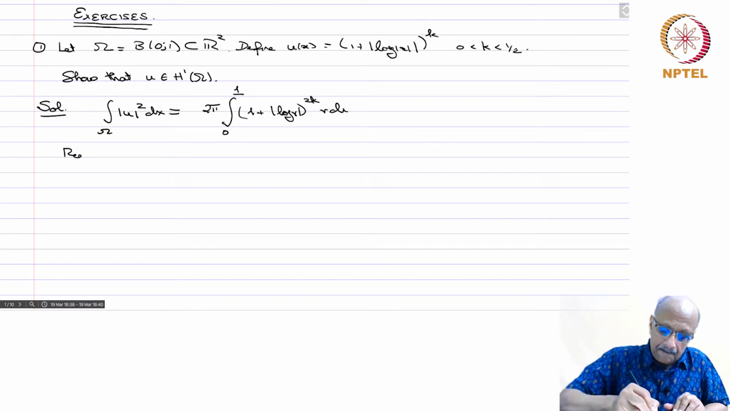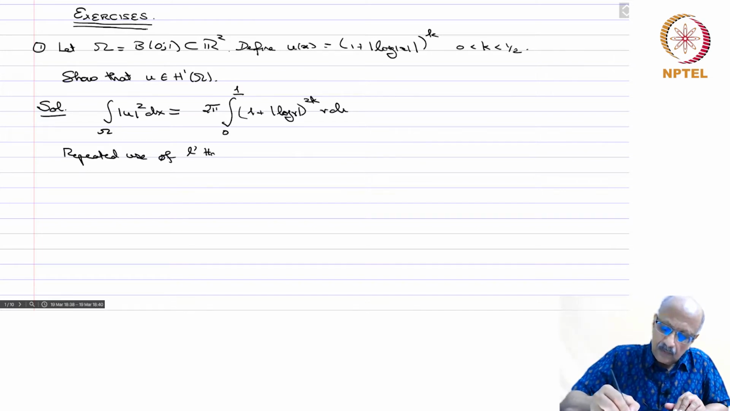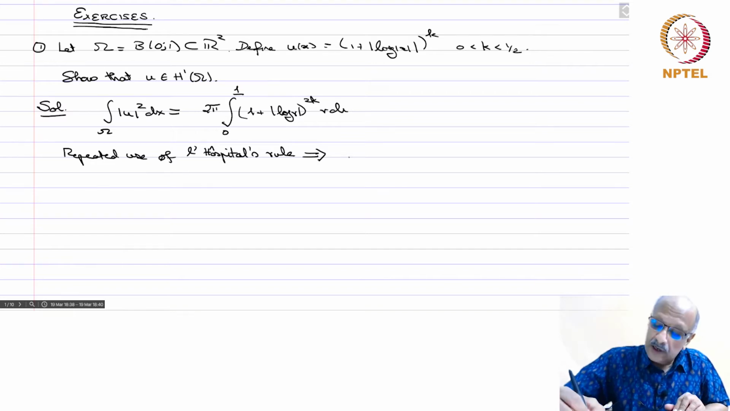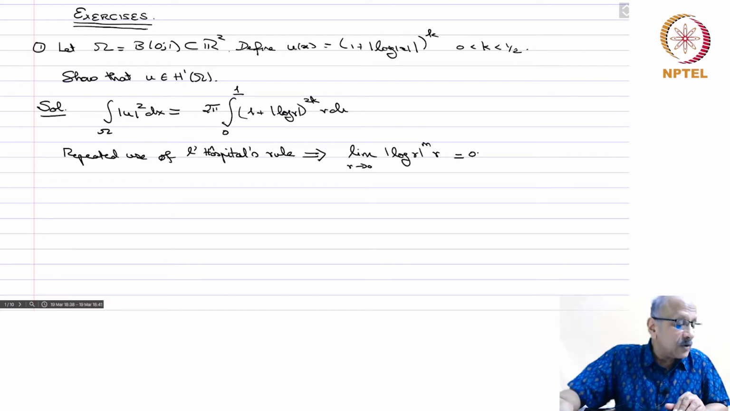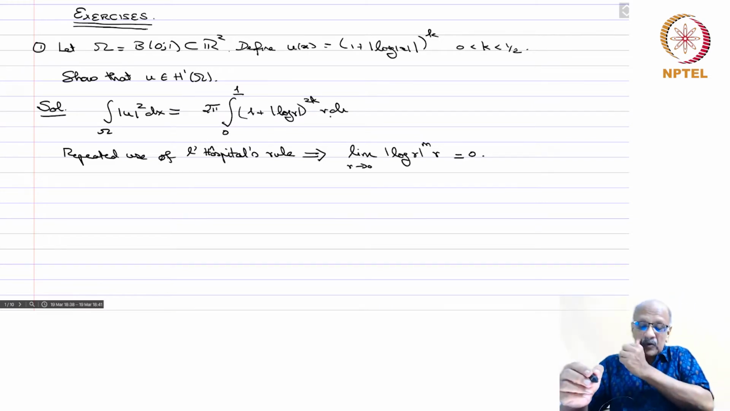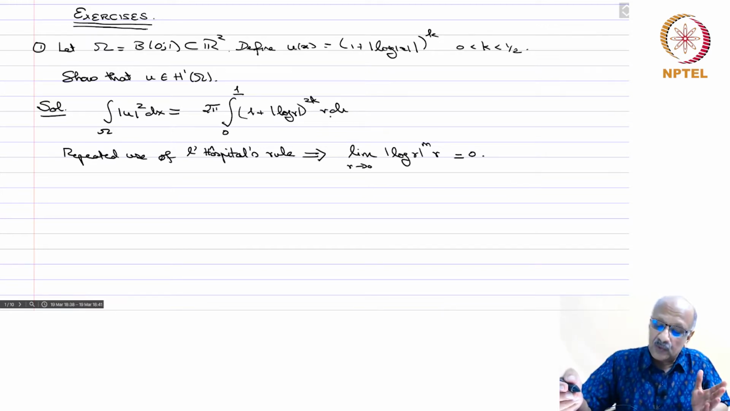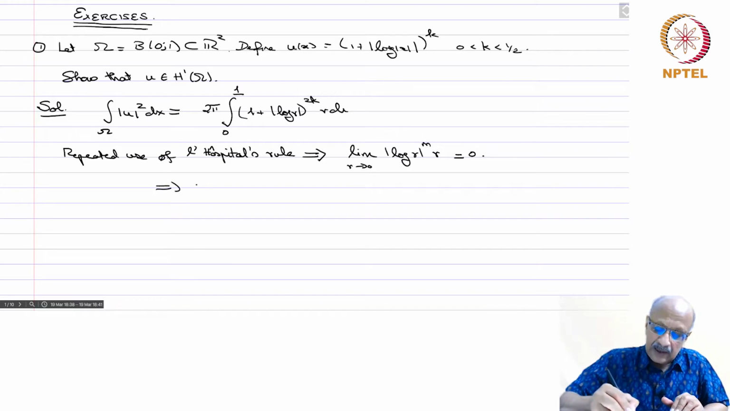Now repeated use of L'Hopital's rule, I will leave that checking for you, tells you that the limit as r tends to 0 of |log r| to the power m into r equals 0. So this means that if you expand this by the binomial theorem, you get various powers of log r into r, all of them go to 0. So the function goes to 0 as r goes to 0. It's a nice smooth function otherwise, and therefore this implies that the integral on Omega of |u|^2 dx is finite.